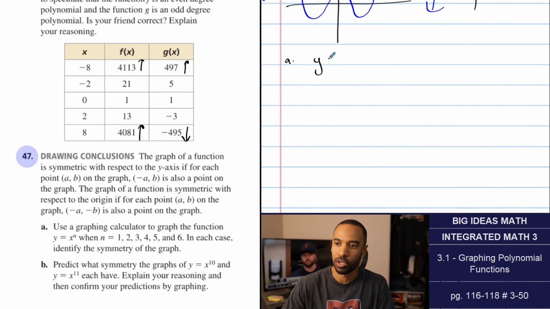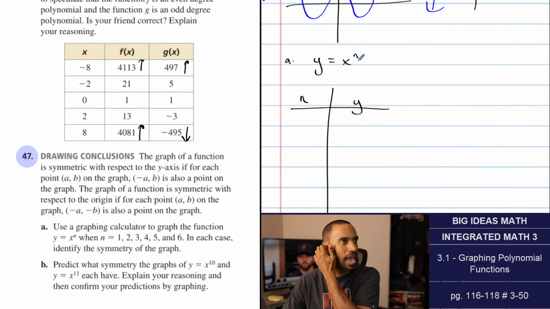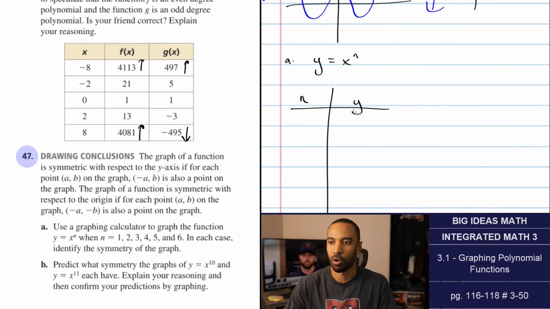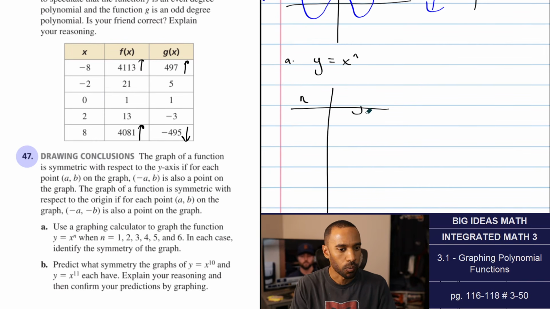So for y equals x to the n, let's see when n equals... n is what matters here. Sorry, not y, I don't want to say y. I want to say symmetry. Do they call them odd and even? They say symmetric with the y-axis and x-axis. I'll just say symmetry across the y-axis or origin. I'm going to draw them for you, though. Symmetry.